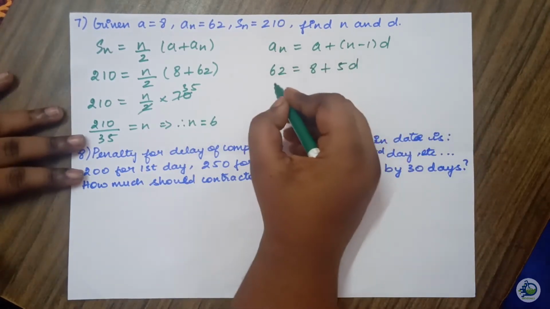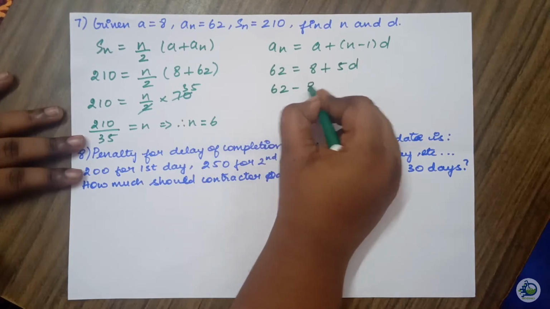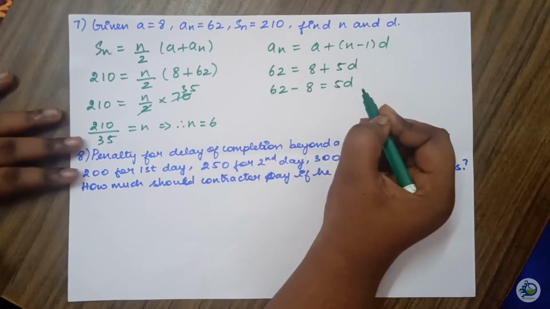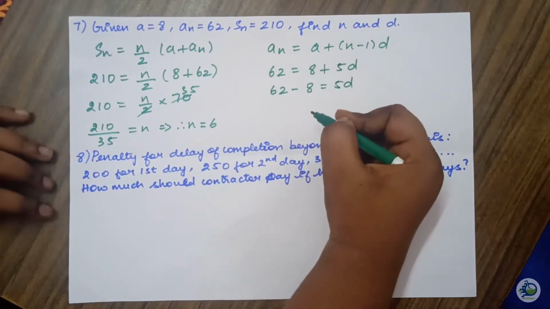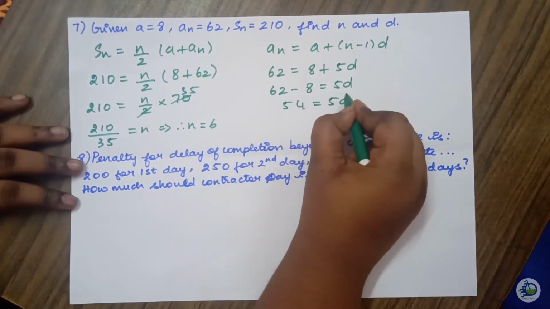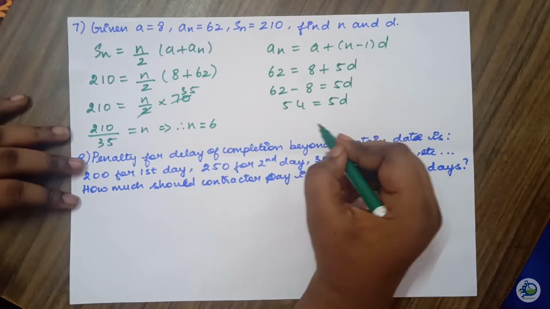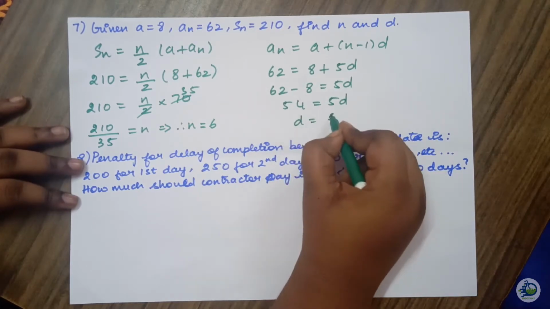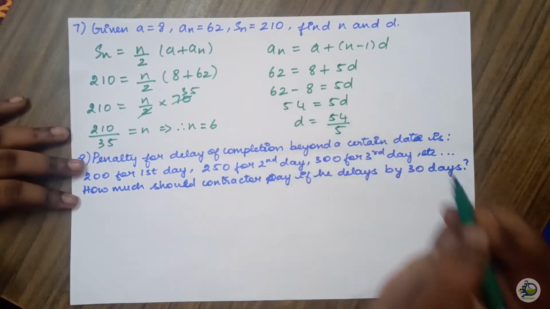Now when I bring this 8 this side, it is 62 minus 8 is equal to 5D. So 62 minus 8 is 54, which is equal to 5D. So I need D. That is nothing but D is equal to 54 by 5.